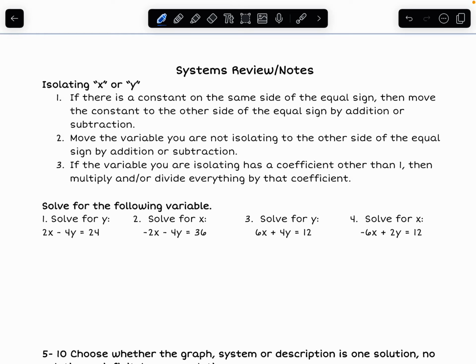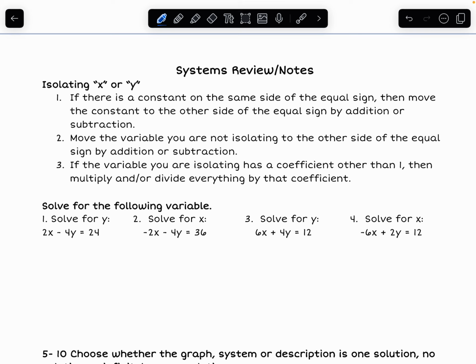Okay, so now we're doing a review of systems. So the very first thing we want to talk about is isolating x or y. Sometimes, if we're graphing, we always want to get y by itself. But if we're doing substituting, we could get x or y by itself. So the first thing you need to do is move the constant.